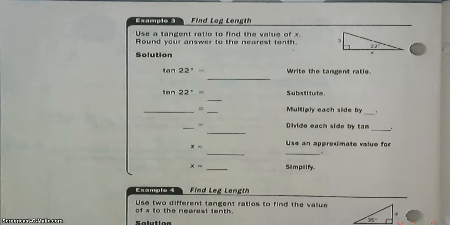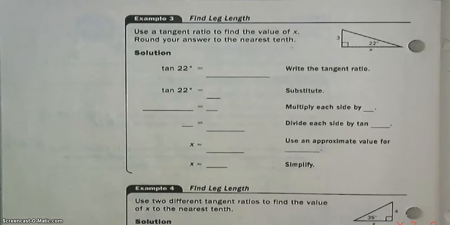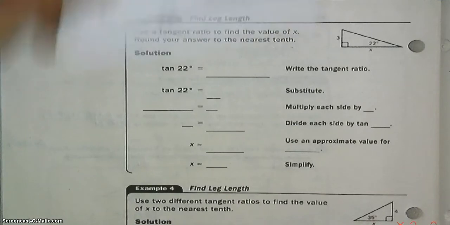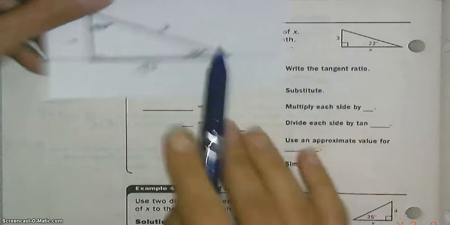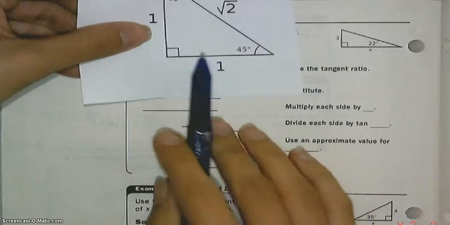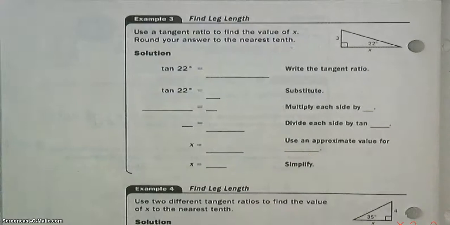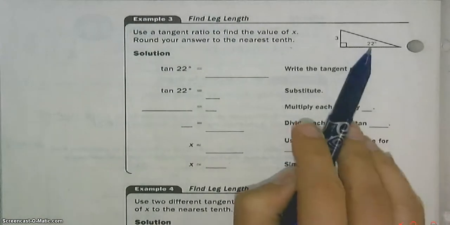Use the tangent ratio to find the value of x. So this is how it's going to help us find lengths in triangles. So notice I can't use this. I can't write a ratio because this is not 22. This doesn't work either because it's not 45. So I have to use my calculator. My calculator knows what the ratio is using 22.